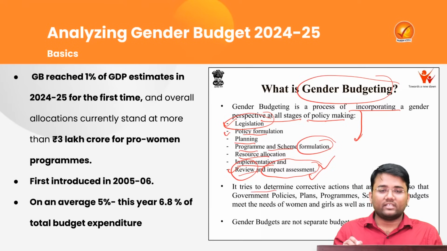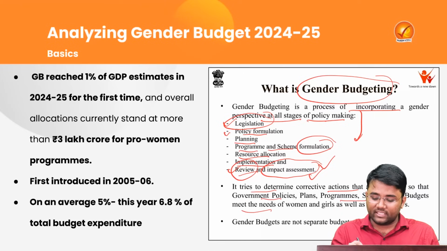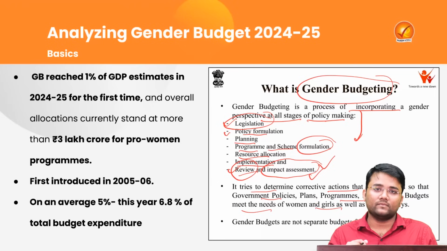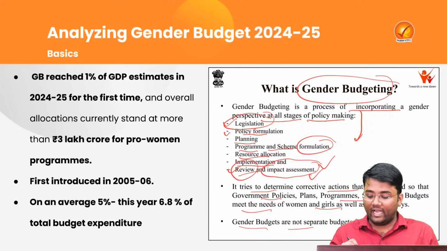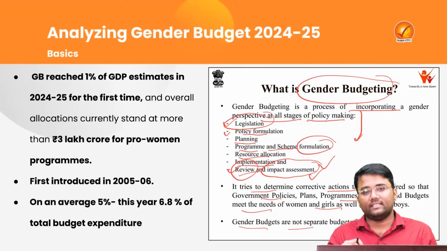It mainly tries to determine the corrective actions that are required so that government policies, plans, schemes and budget meet the needs of women and girls as well as men and boys. Here you should also keep this in mind that gender budgets are not a separate budget for women. Rather, it is incorporated in the normal budget itself.